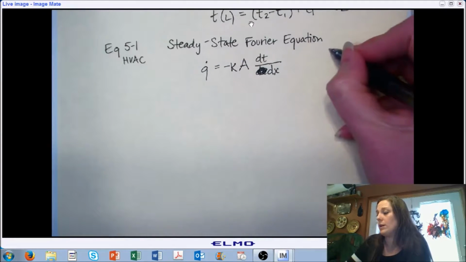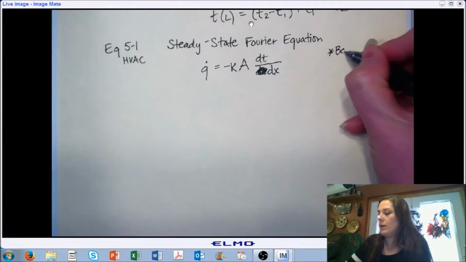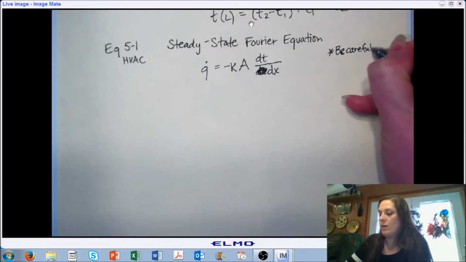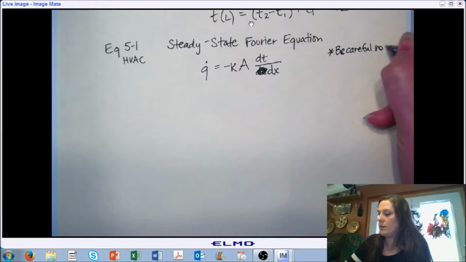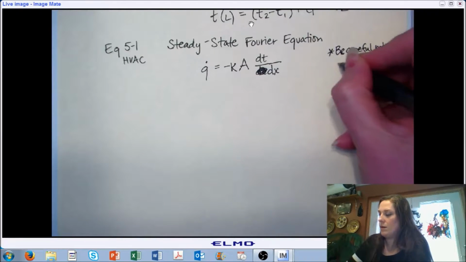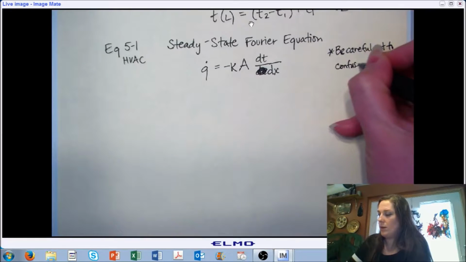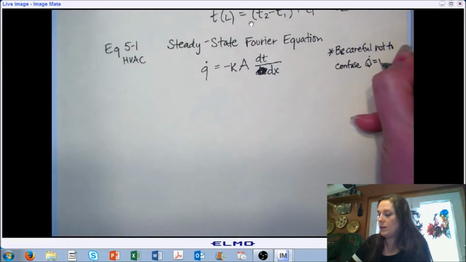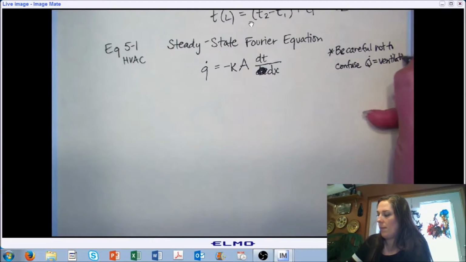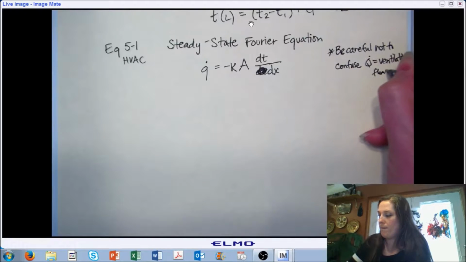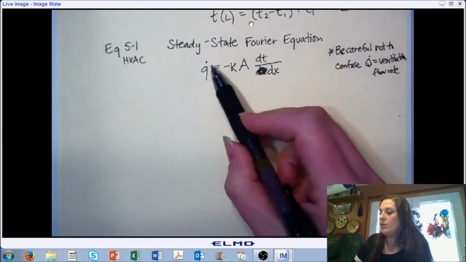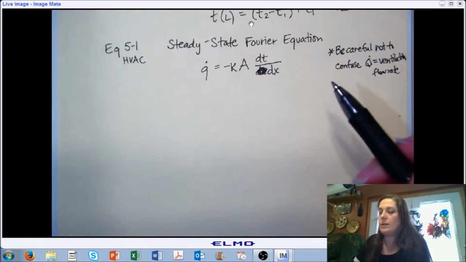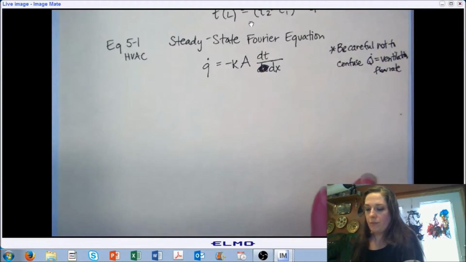One note about your textbook: be careful not to confuse your variables. So earlier in the book, our book uses Q dot, capital Q dot, to mean ventilation, which is a flow rate. And in this chapter, they use a lowercase q dot to be energy transfer.